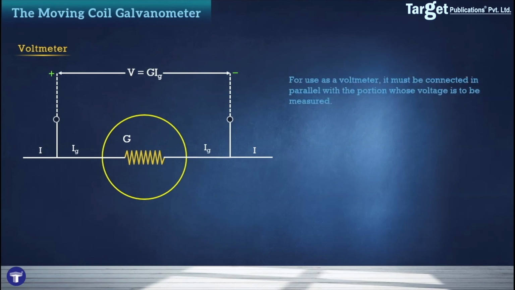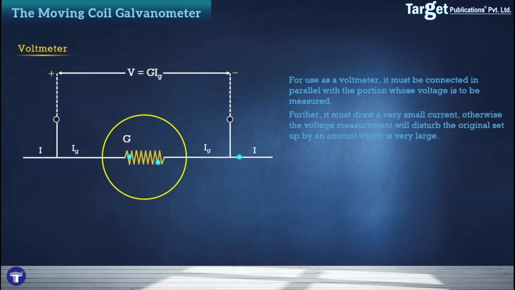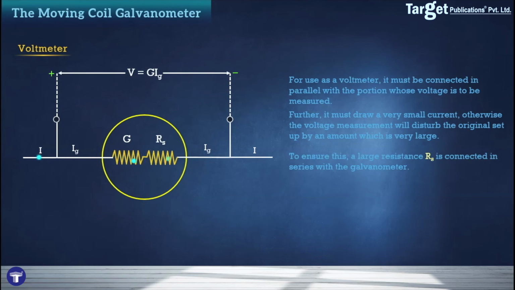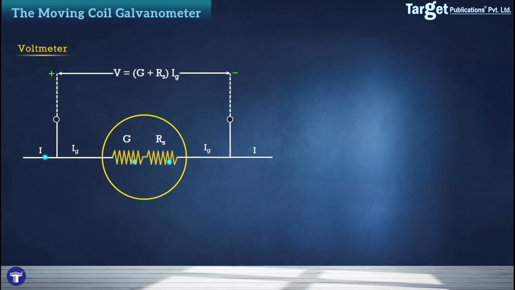This is because the voltmeter has to be connected in parallel to the portion where you want to measure the voltage. If you see how you always measure the voltage, you connect the voltmeter in parallel. So what happens is that we want this voltmeter to draw a very small current, otherwise the voltage measurement will disturb the original setup by a large amount. So to ensure this, we place a large resistance Rs in series with the galvanometer. So here, to convert the MCG into a voltmeter, a resistance is connected in series with the resistance of the galvanometer. So the total resistance of course is Rs plus Rg because it's a series combination.